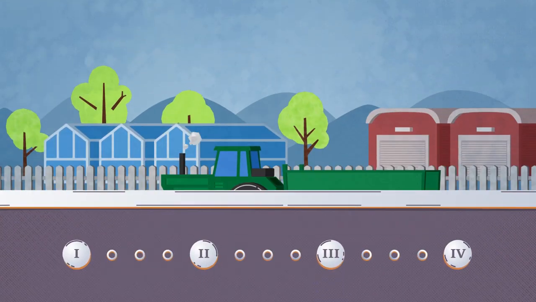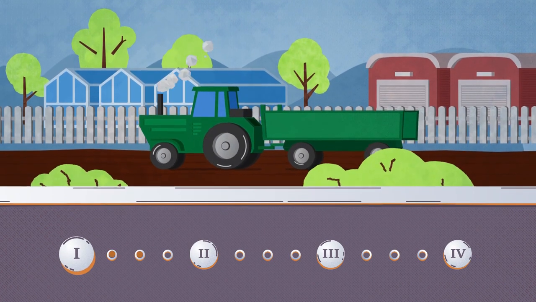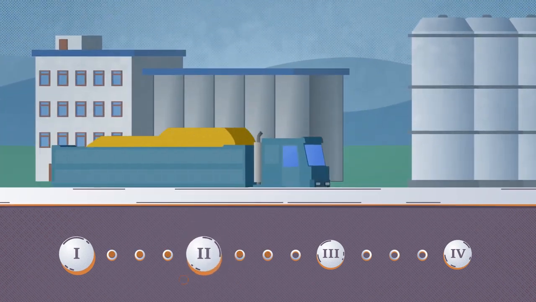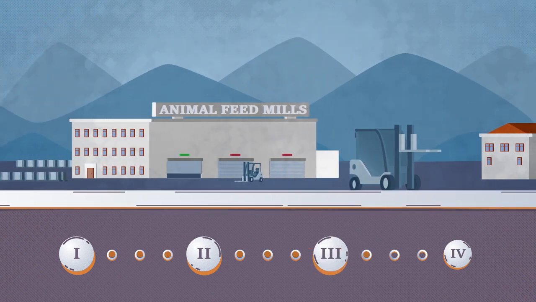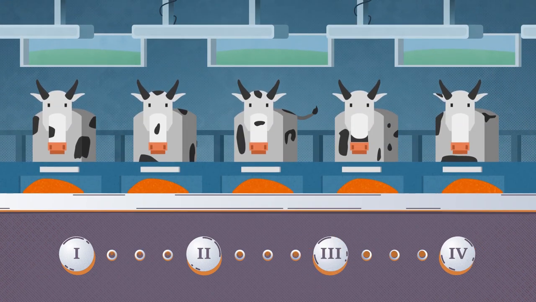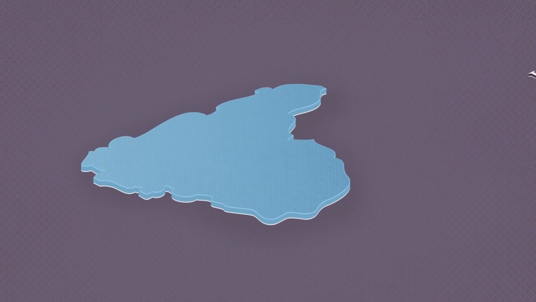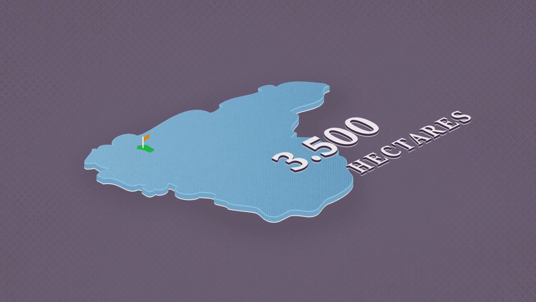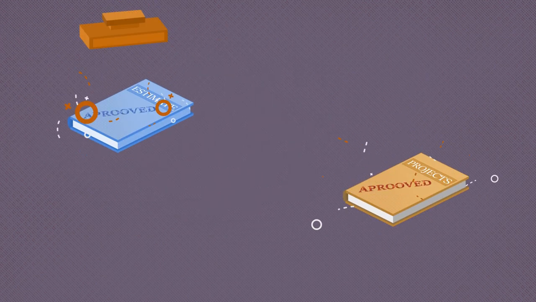The process will take place in four stages: purchase of machinery and processing of fields, reconstruction of elevator, construction of animal feed mill, purchase of animals, and launching of a dairy plant. The company owns 3,500 hectares of land. We already have all project research and estimate documentation ready.